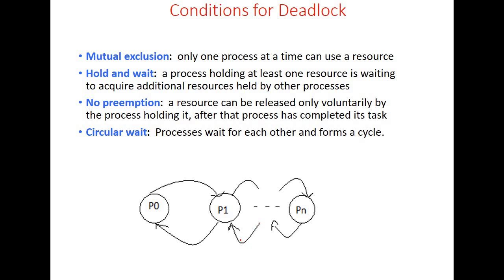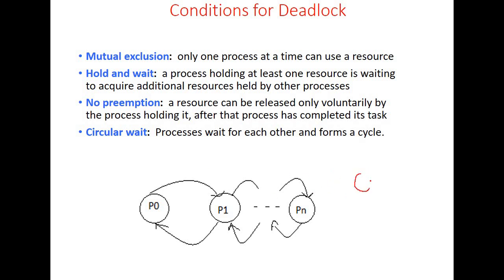P3 is waiting for the resource held by P2. P2 is waiting for the resource held by P1. P1 is waiting for the resource held by P2. So each process, without knowing other process status, is waiting for the other process to release its resource. In that way, there will be a dependency on each other and a deadlock forms. There forms a cycle that leads to a deadlock state. So this is one example for the circular wait condition.